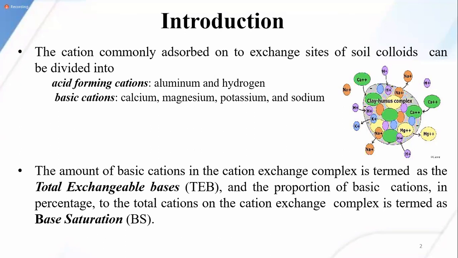Okay, so using the data of total exchangeable bases and total cation exchange capacity, we can find the base saturation. So there is a simple equation to find the base saturation. That is total exchangeable bases divided by total cation exchange capacity multiplied by 100. So this base saturation, it will come in percentage. So with that, we can predict the properties.